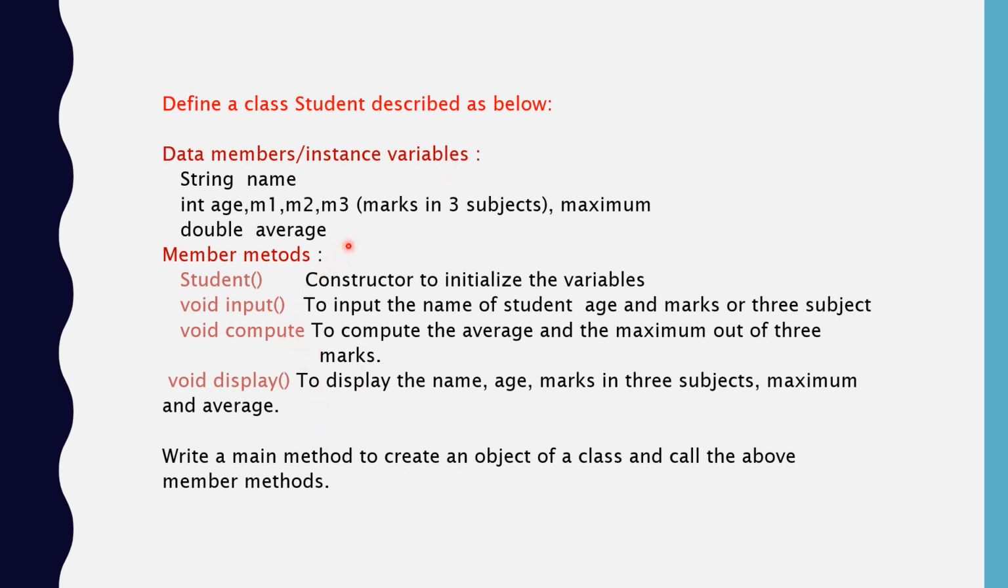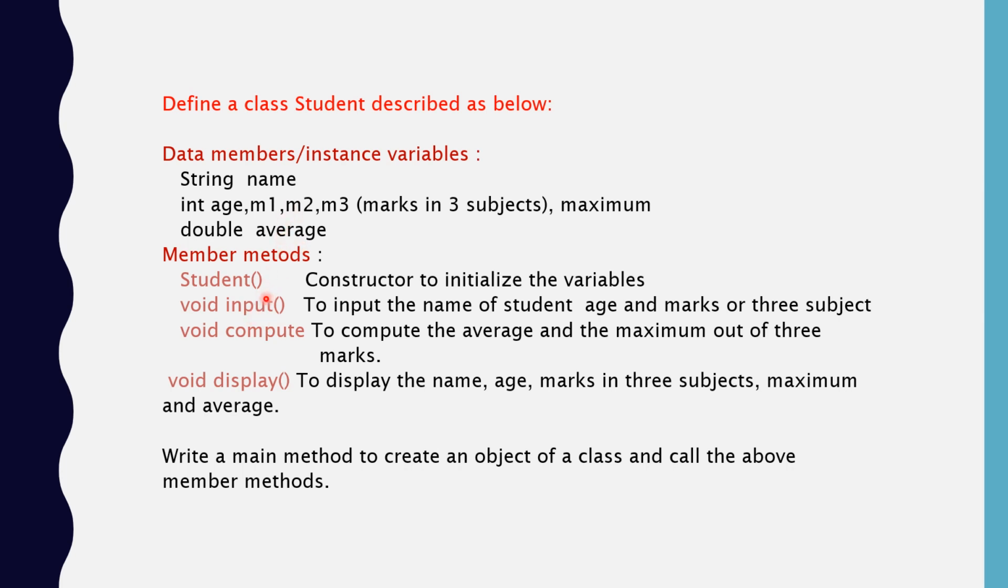If you have observed the ICSE board question, in section B, the first question is like this: the program which uses a constructor. It is a little lengthy but very simple. If we do it step by step as the instructions are given, the program is very easy and we can score full 15 marks by writing the comments and a proper list of variables. So here, define a class student, the class name is given, and the data members, instance variables, that means variable names are also given: string name, and three integer variables, int age, m1, m2, m3 to store the marks of three subjects and maximum, and double average. So these are the variables which you have to declare.